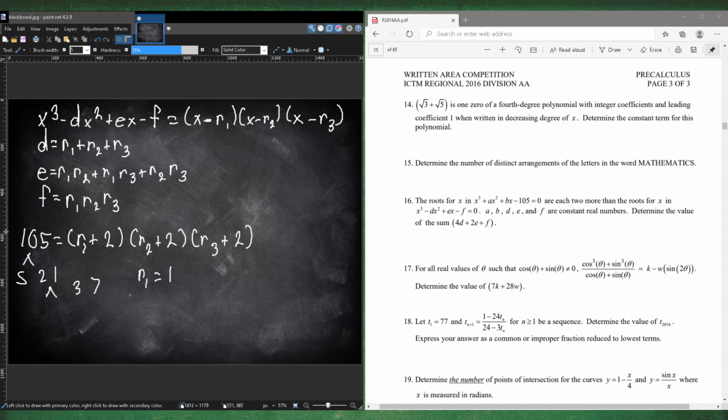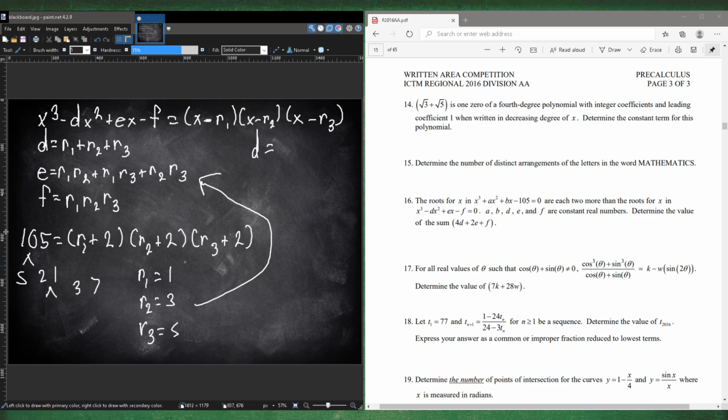So let's say r1 is 1, so that makes 1 plus 2 equal 3. r2 is equal to 3, so 3 plus 2 is 5, which makes our 5. To make our 7, r3 has to equal 5. So that's r1, r2, and r3. Now we could plug it all into here to get our d, e, f, right?